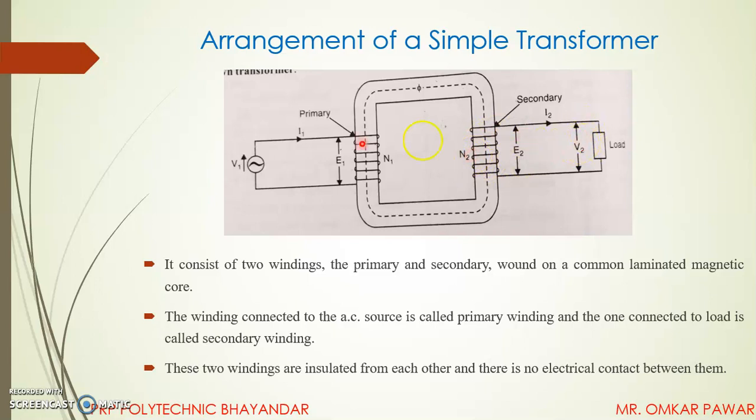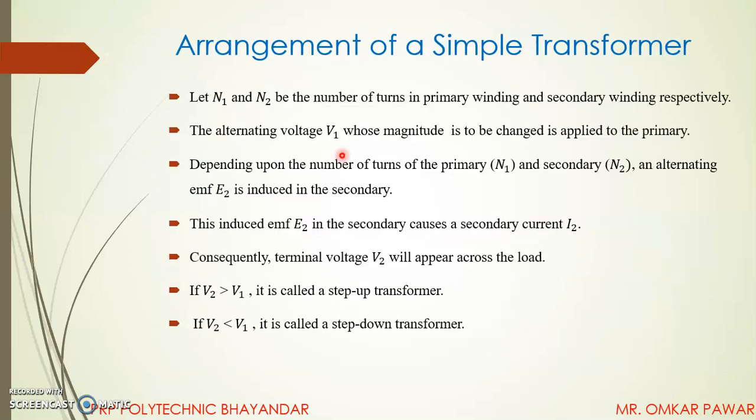That is, V2 is greater than V1. So that type of transformer where the number of secondary turns, that is N2, is greater than N1, that type of transformer is called a step-up transformer.